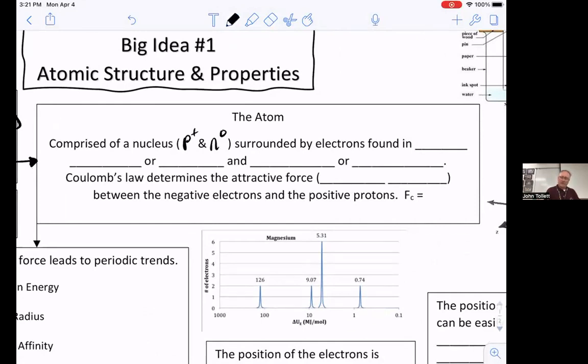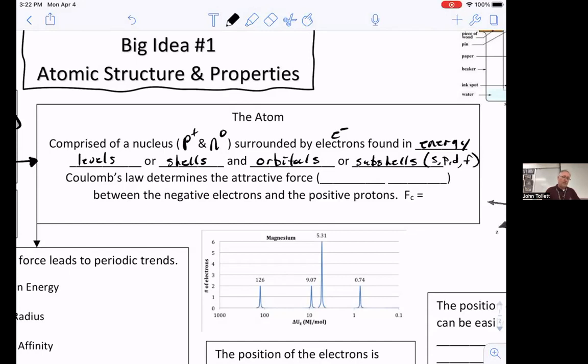But the nucleus is actually surrounded by electrons found in energy levels or shells, or if you like, clouds or locations where they are: energy levels or shells, and orbitals. Or we could also call those subshells. You may see that nomenclature. And your subshells and your orbitals are going to be like S and P and D and F.